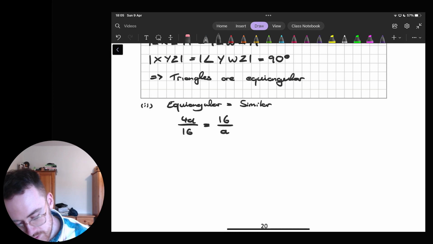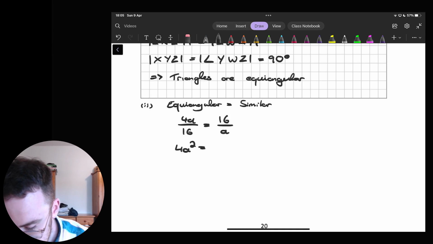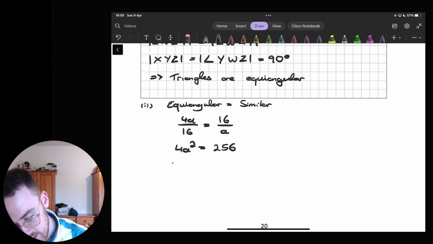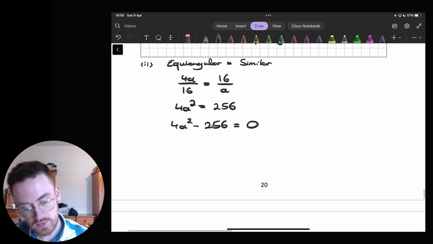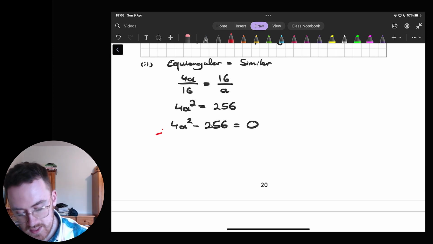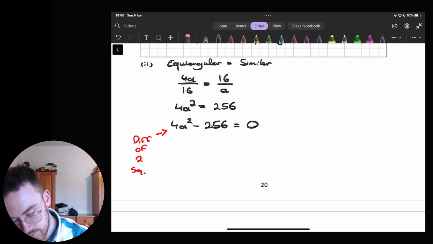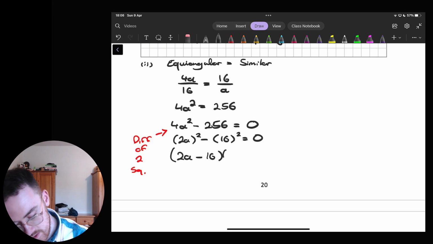So we're going to do some cross multiplication here. So 4A squared is equal to 16 by 16, 16 squared, 256. We can then bring this across. Put this here. Looking at this one here, we should recognize this as a difference of two squares. So I can rewrite this as 2A all squared, and I can rewrite this as 16 all squared equals 0. So I have 2A minus 16, 2A plus 16 equal to 0.